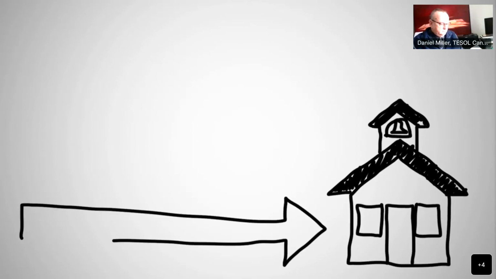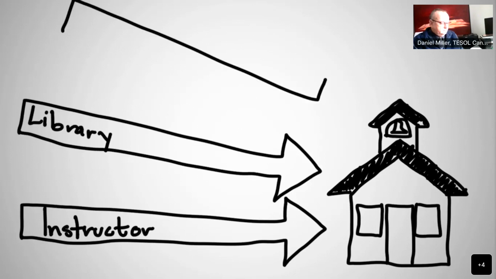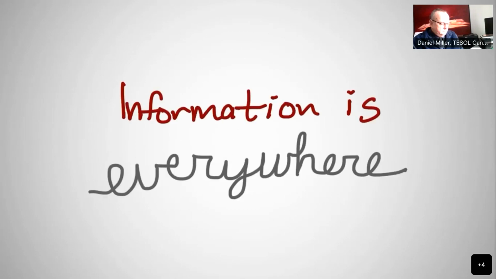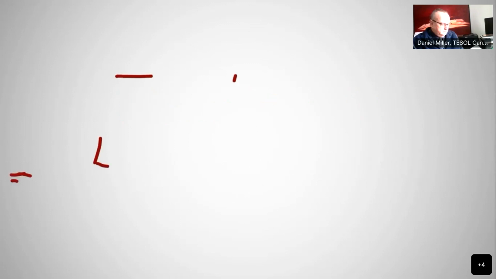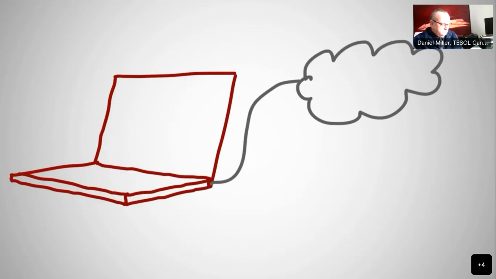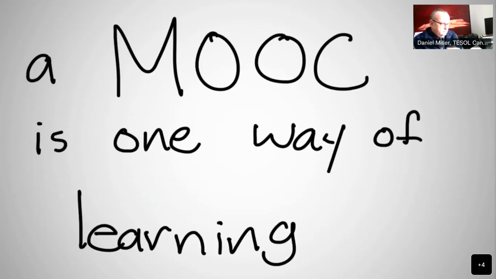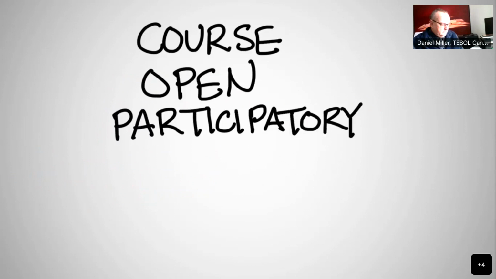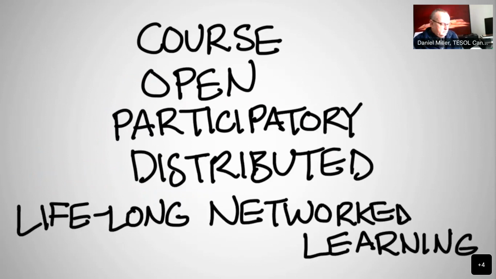An instructor had combed through journals and books to pull the information together from a library. You might even find others who are also interested in the same things that you are. The MOOC is built for a world where information is everywhere, where a social network obsessed with the same thing that you are is a click away, a digital world. A world where an internet connection gives you access to a staggering amount of information. This video will introduce you to how a massive open online course is one way of learning in a networked world. A MOOC is a course, it's open, it's participatory, it's distributed, and it supports lifelong networked learning.